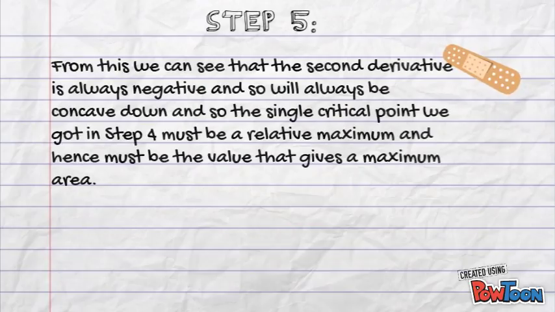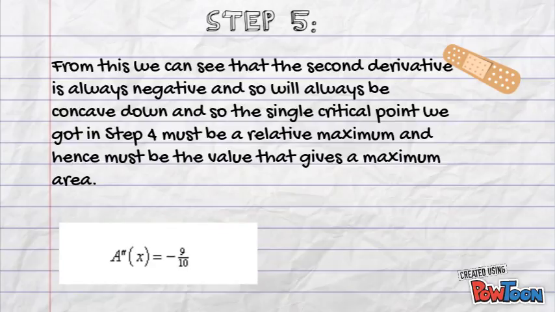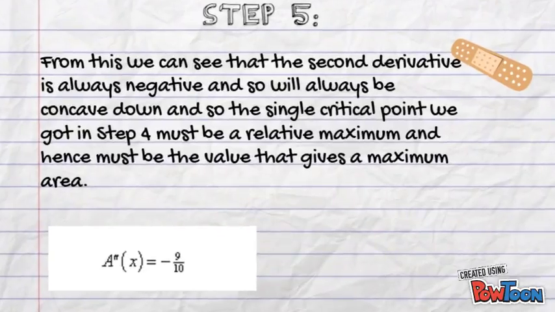From this, we can see that the second derivative is always negative and so will always be concave down, and so the single critical point we got in step 4 must be the relative maximum and hence must be the value that gives a maximum area. A double prime of x equals negative 9 over 10.